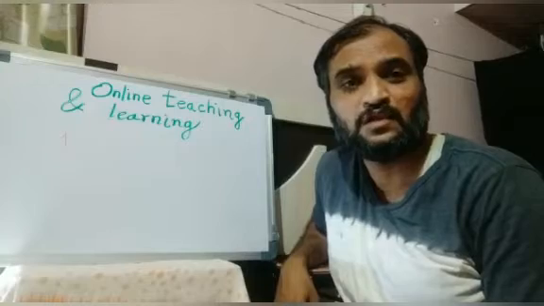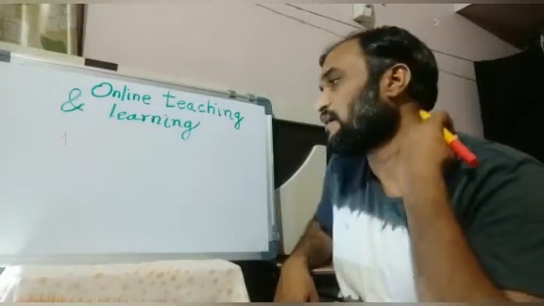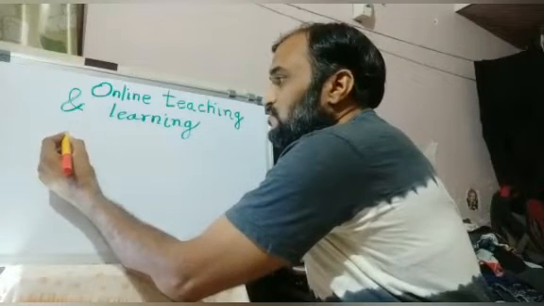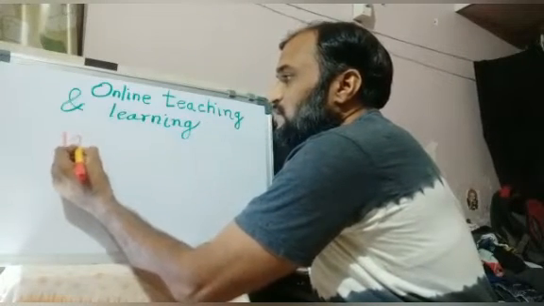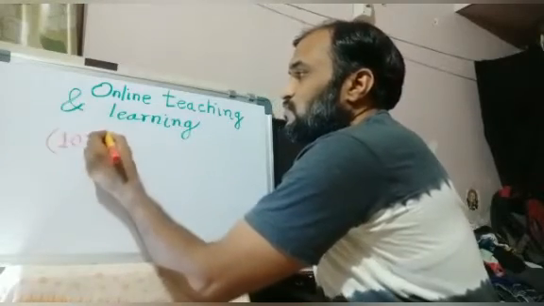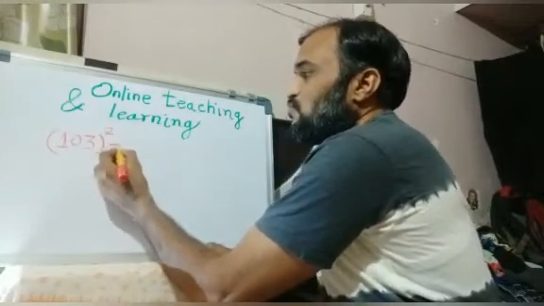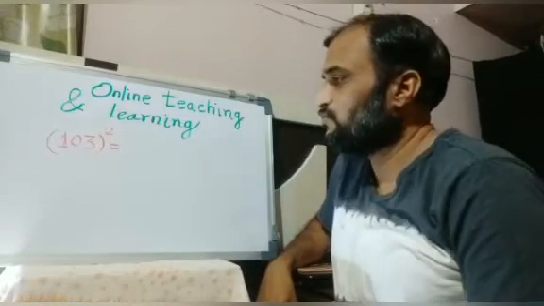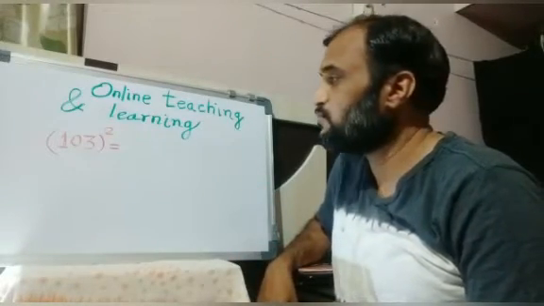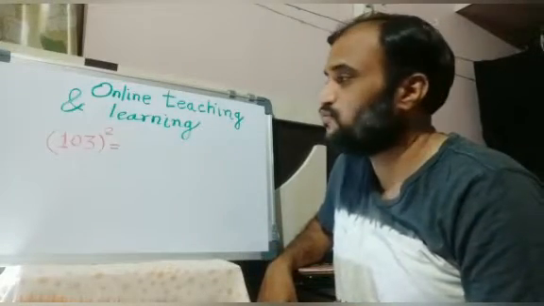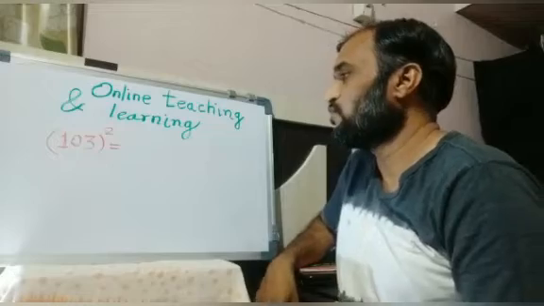Now, let's take an example of a three-digit number, that is 103. We have to calculate the square of 103. So, how can we calculate?